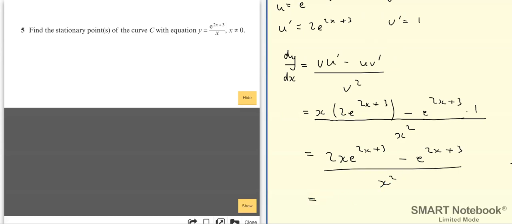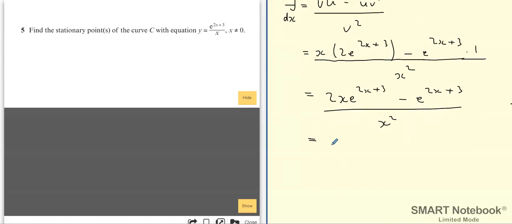Now, there's e to the 2x plus 3 common out of both of those terms, so I get 2x minus 1 all over x squared. That's my dy by dx. You might have given me an unsimplified version, that's absolutely fine, but it should have been over x squared.